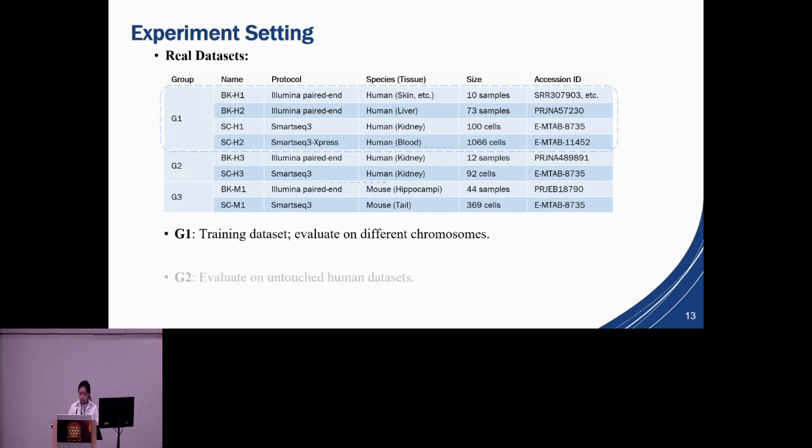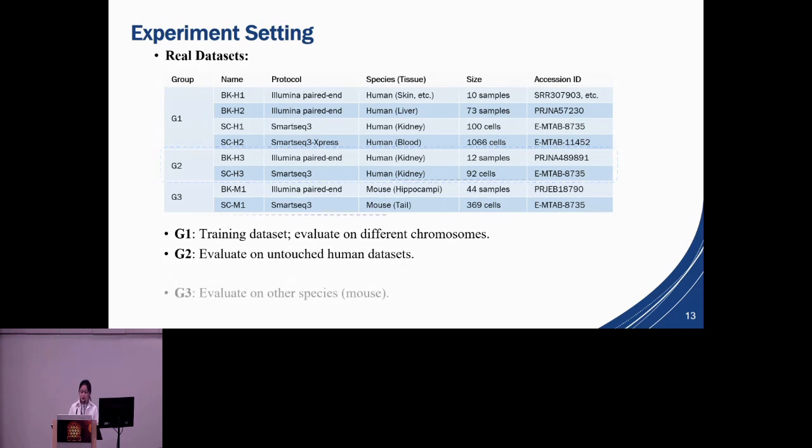Group G2, we increase the testing complexity a little bit. We evaluate Aletsch performance on this group of untouched human datasets. The data distribution in this group might be different from the previous group. In the last group, G3, we further evaluate Aletsch on datasets from another species, such as the mouse dataset here.